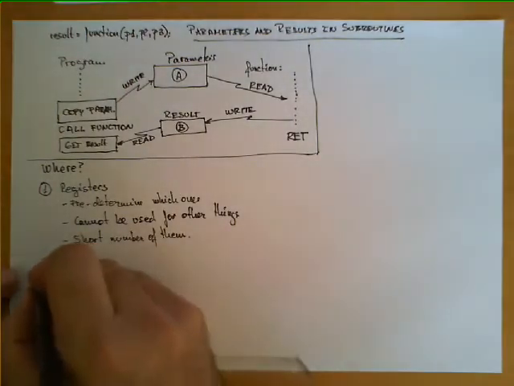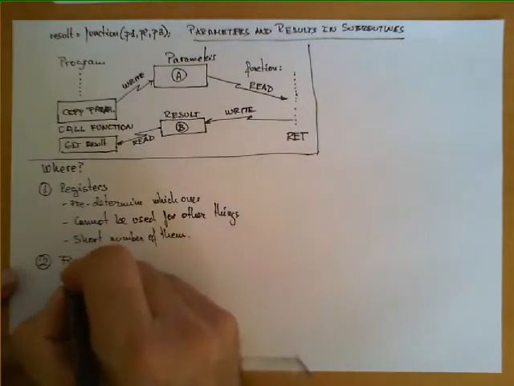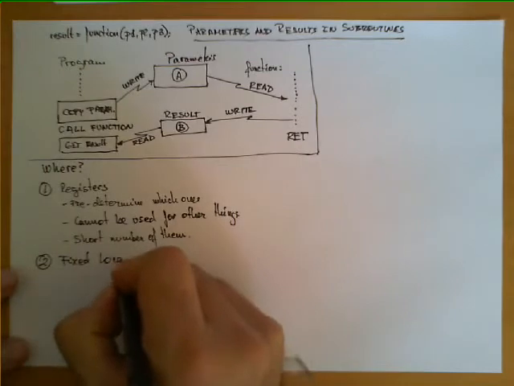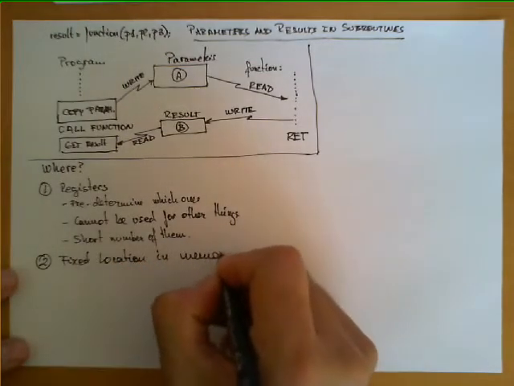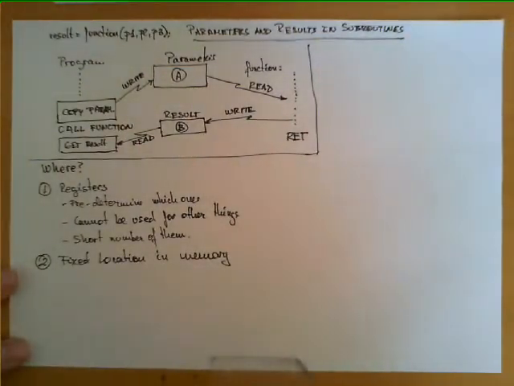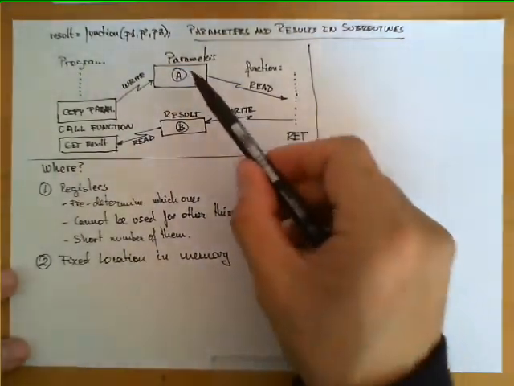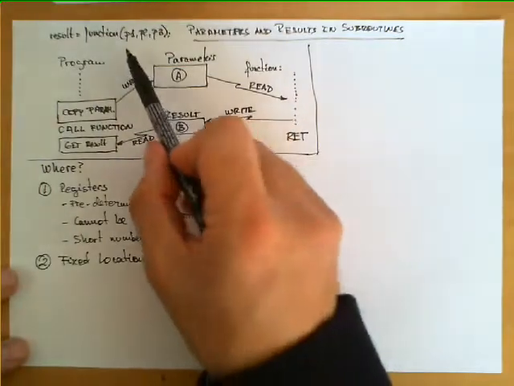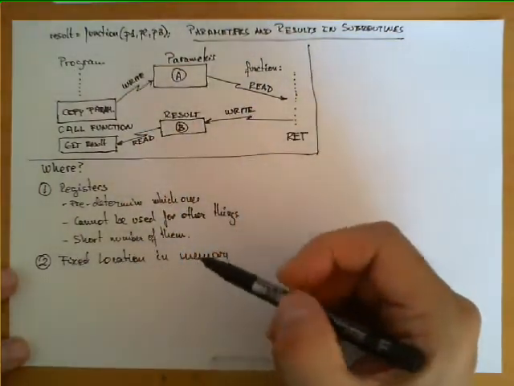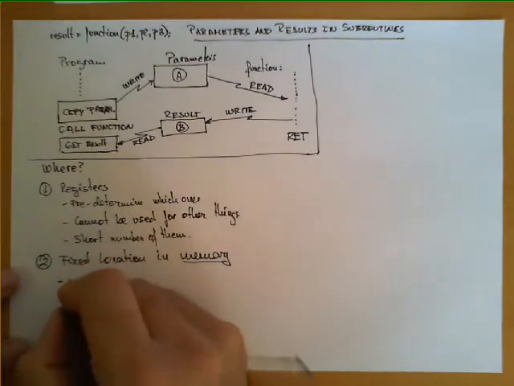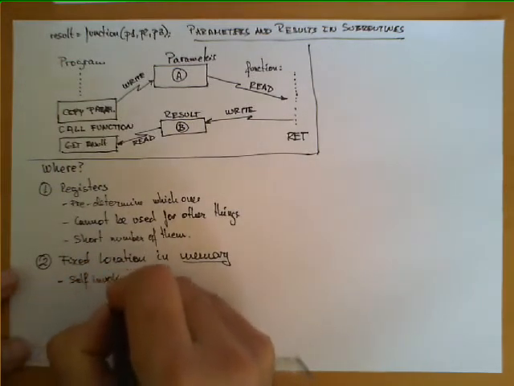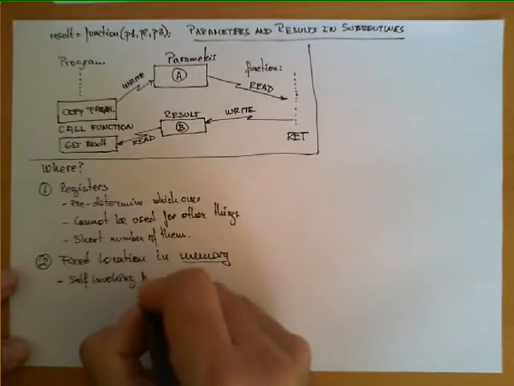So option number 2 would be a fixed location in memory. But this has also several issues, right? Because the limitation of a large number of parameters is somewhat solved because we're using memory, but what happens for self-invoking functions?